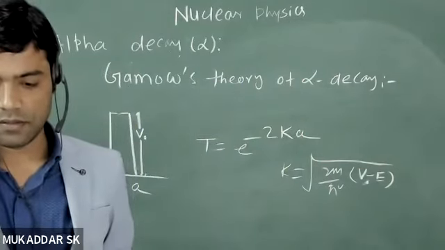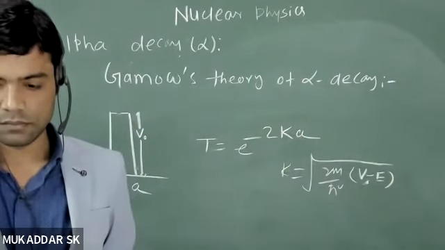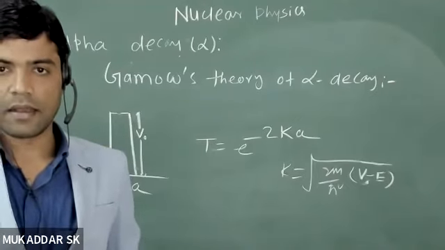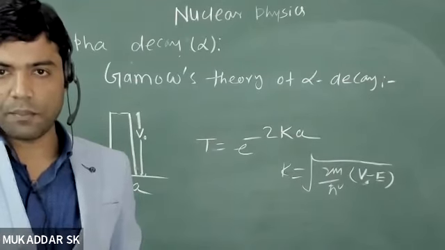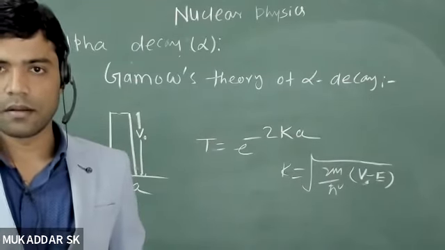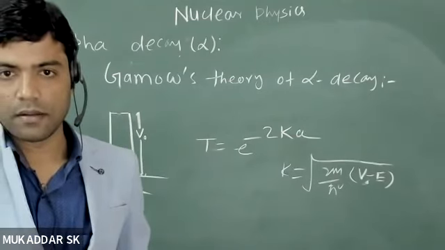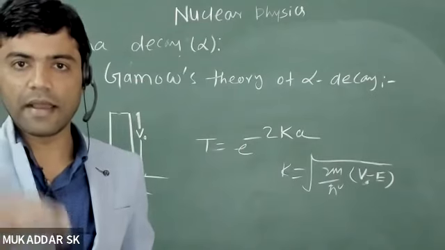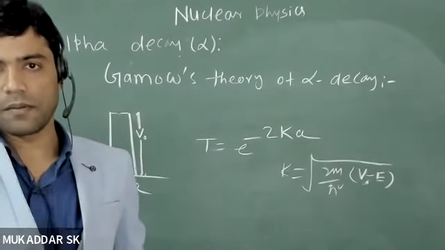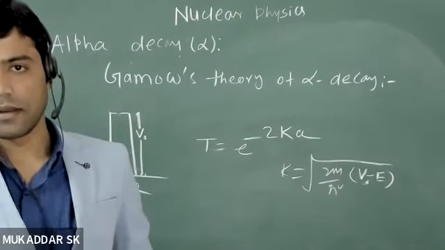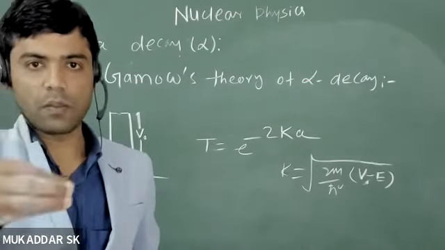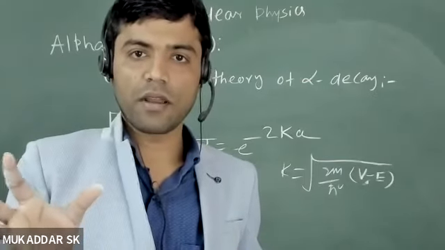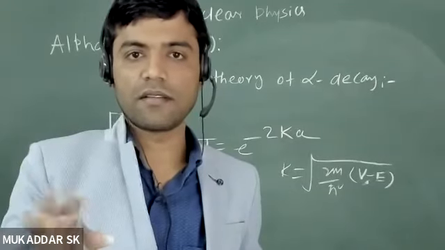It's not pre-existing. It is being created and tries to escape from this nucleus. If possible, then it can escape. If not, then it will combine with the nucleus. Again it will form, and it will try to escape. If possible, it can escape. If not, again it will combine. So there's a creation of alpha particle and destroying of alpha particle inside the nucleus, it is happening.